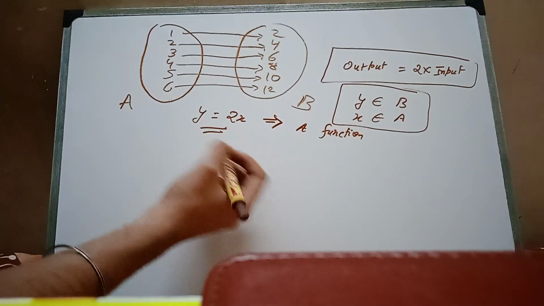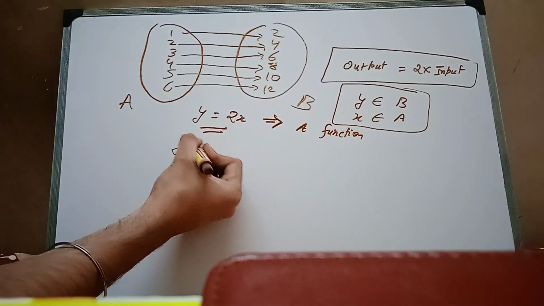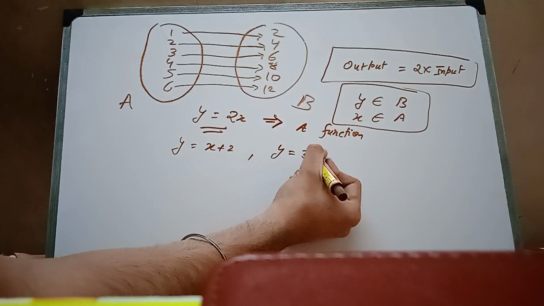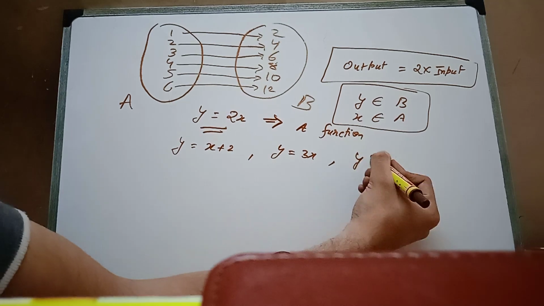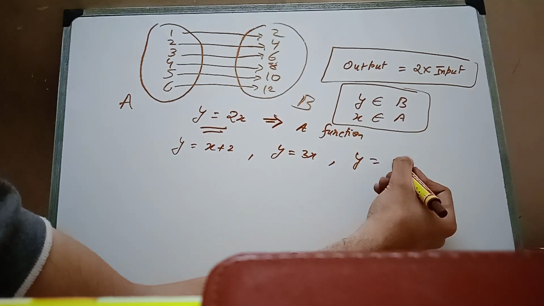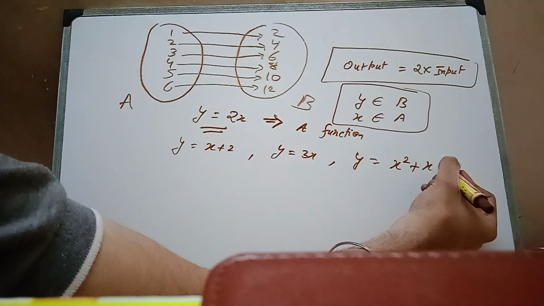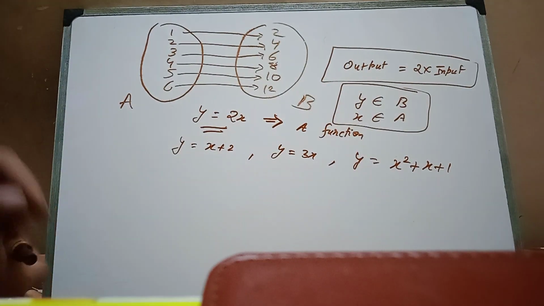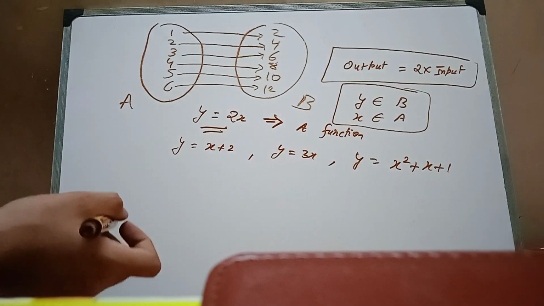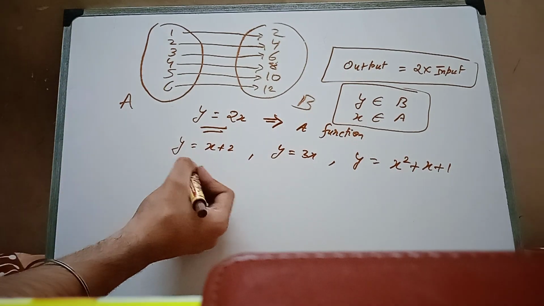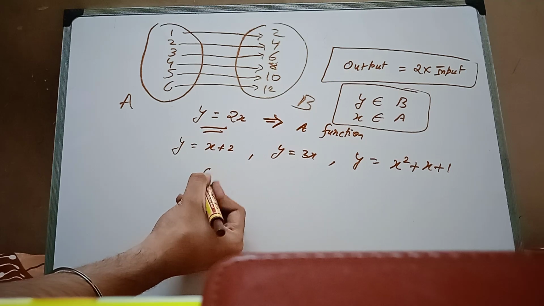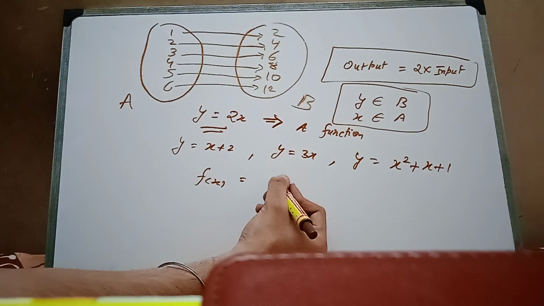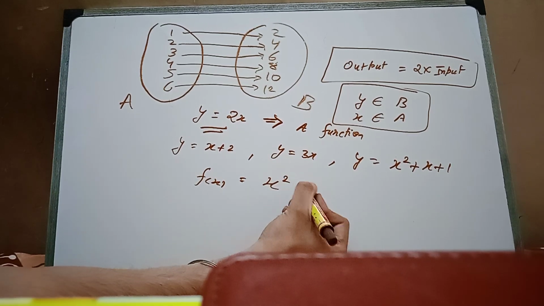There can be many functions like y equals x plus 2, y equals 3x, y equals, let's say, x square plus x plus 1. There can be many functions. Now how to read a function is a different thing. This y can also be written as f of x. Many a times you see f of x equals, like, x square plus 1.